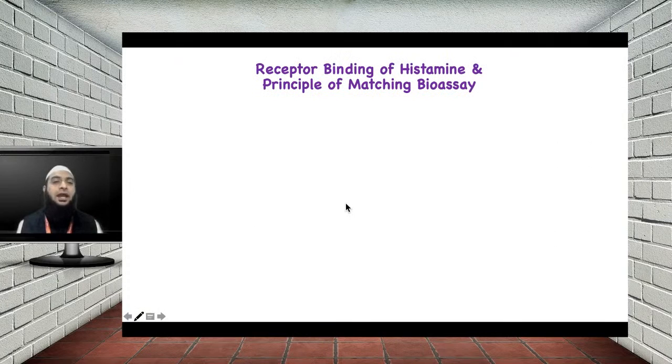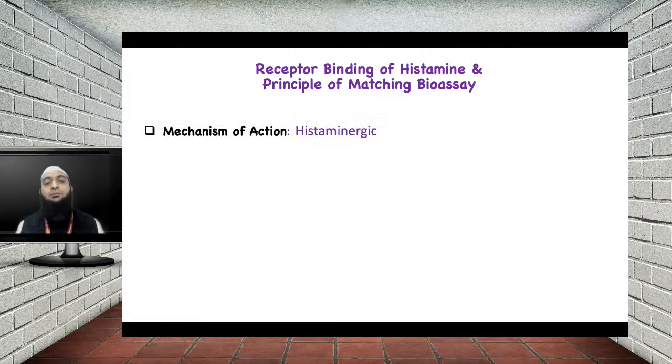So now before going ahead with the actual DRC, first we'll see the receptor binding of histamine and the principle of the matching bioassay. So do remember, histamine binds to the histaminic receptor. Those receptors are called histaminergic, because the histaminergic receptors are very specific. They are present in different parts of the body, and one of them is your gastrointestinal tract. Most of the time, when histamine binds to the histaminergic receptor, it produces contraction of the smooth muscle.